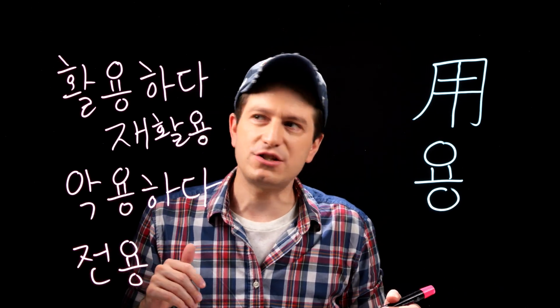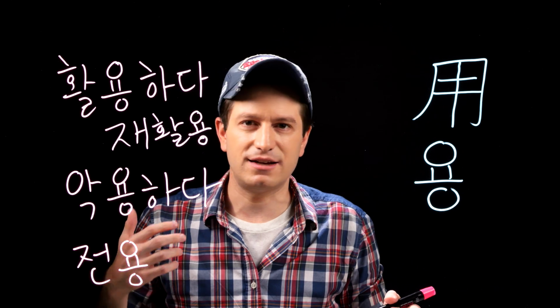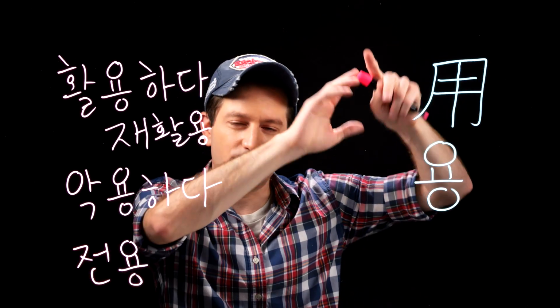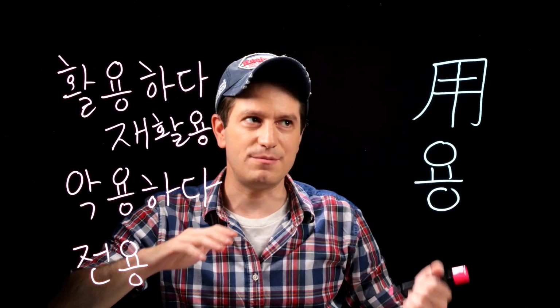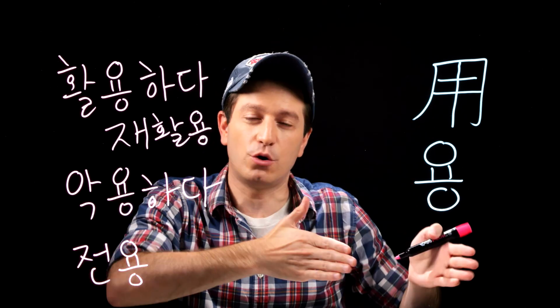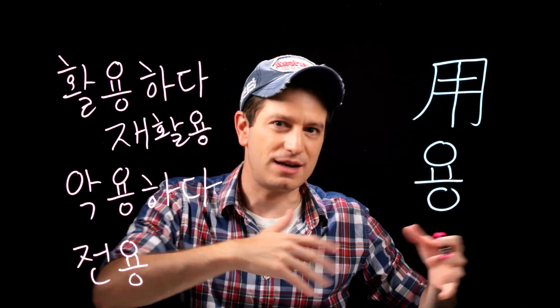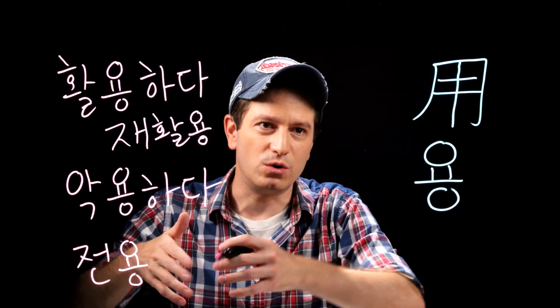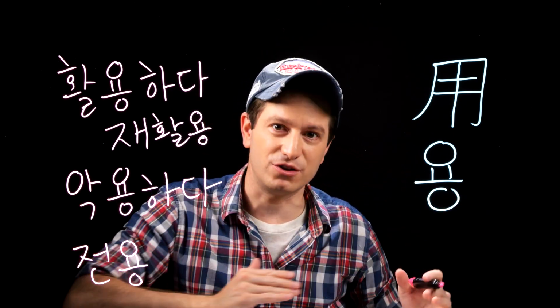Or you'll also see this used commonly on traffic signs. Like if there's a bus lane, you might see a picture of a bus, and then it'll say 전용. That means exclusive use for buses only, or maybe 자전거, like bike. 자전거 전용. So this would be a lane only for bicycles.